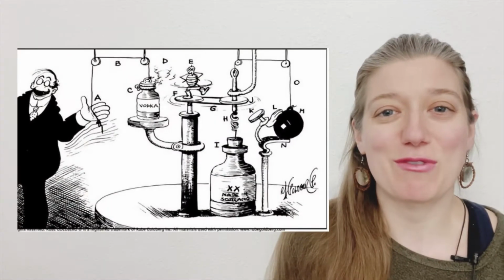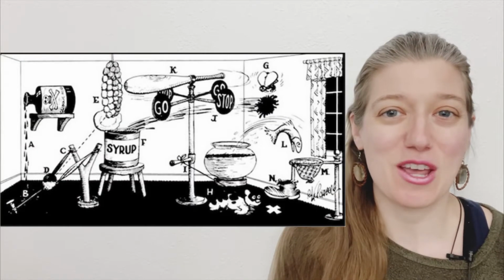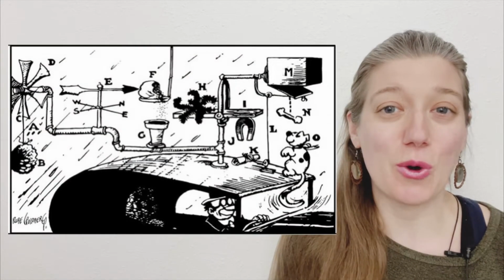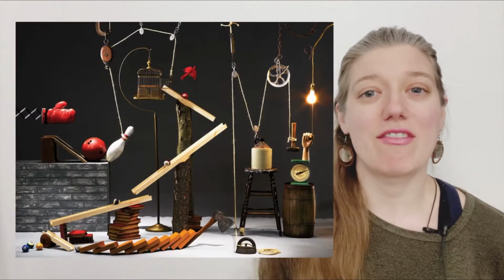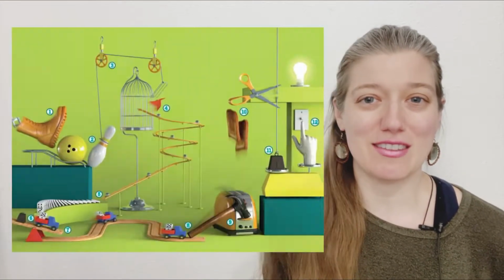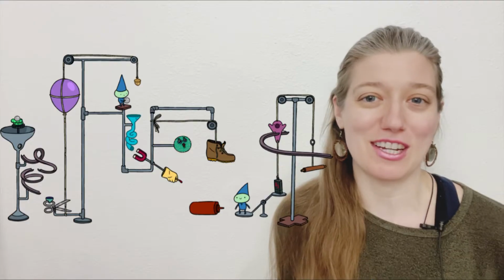Rube Goldberg was an American author, cartoonist, inventor, and engineer who lived from 1883 to 1970. He is famous for his complicated and absurd machine designs, which he called Rube Goldberg Machines. People other than Rube Goldberg have continued to design these machines, and even if they aren't designed by Rube Goldberg, they're still called Rube Goldberg Machines.